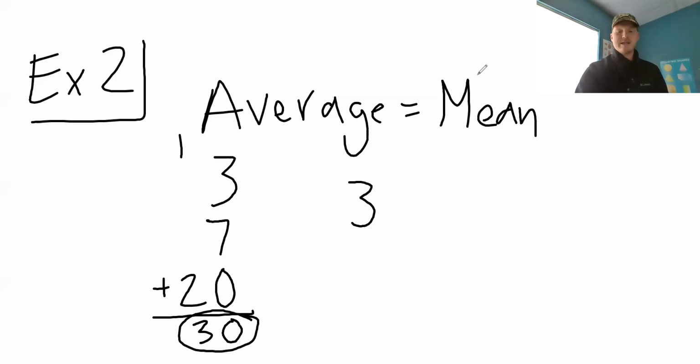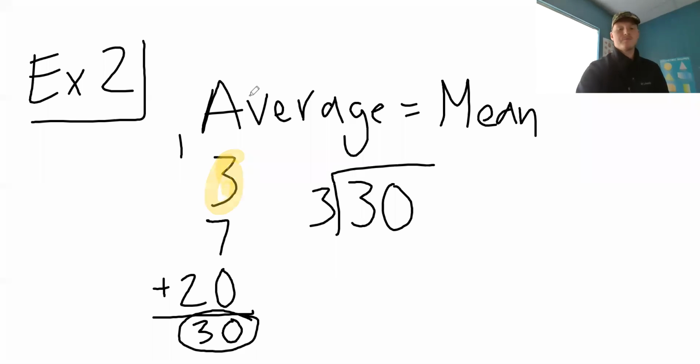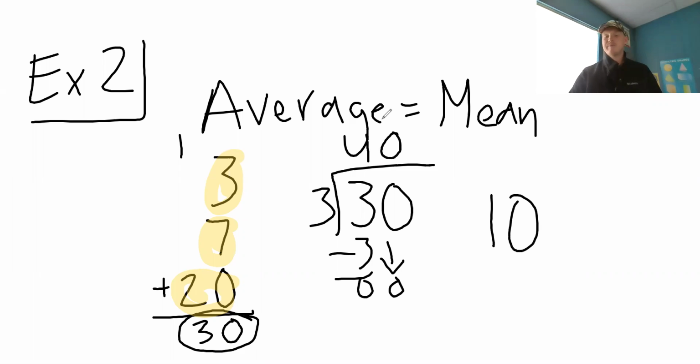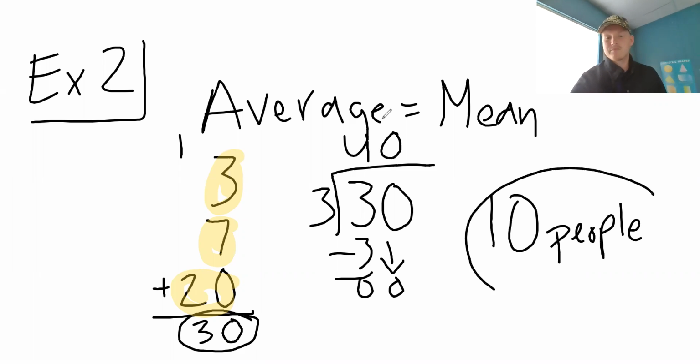Bingo. I'm going to take 30 and divide it by 3 because there are 3 total rows. So 1 row, 2 rows, 3 rows. Good. So when I do that, 3 goes into 3 one time. 3 minus 3 is 0. And then 3 goes into 0, 0 times. So I'm left with 10 as the average number of people. So 10 people. Okay.